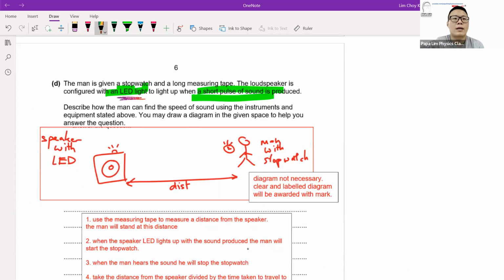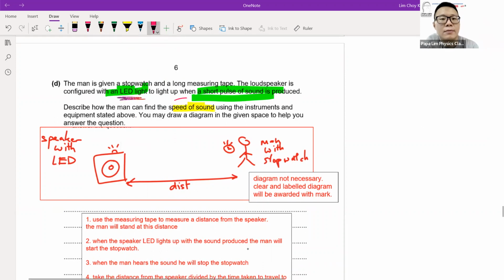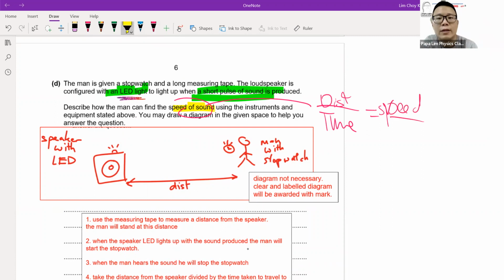Now, to calculate the speed of sound, I will need distance divided by time. I will need two factors, distance and time. Distance is straightforward, because if I get a measuring tape, I can measure the distance straight away. But how do I measure the time? This is where the LED comes in.